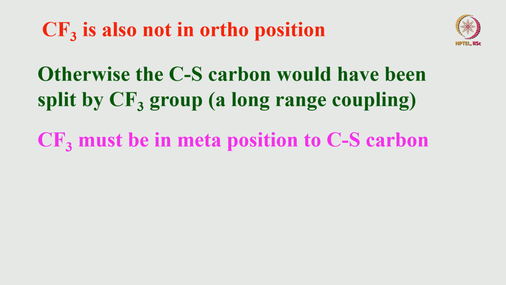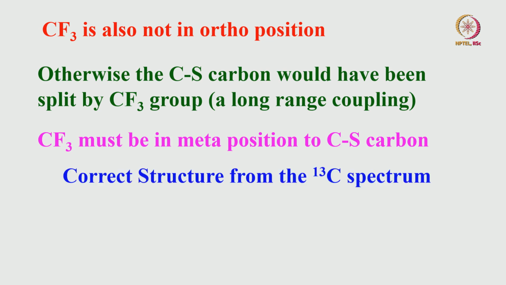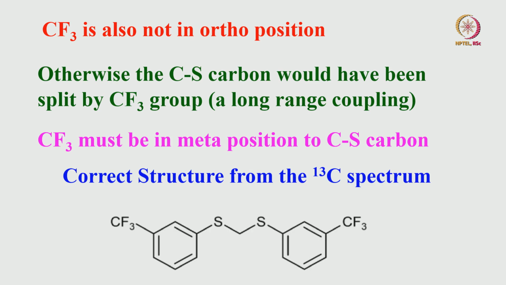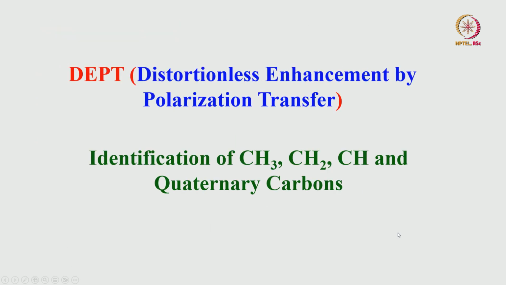Then what is the other option? It must be meta to CS carbon. So the correct structure from the carbon 13 spectrum interpretation I can draw is this one. So that means from simply looking at the carbon 13 spectrum, number of carbons and this multiplicity pattern for each of the carbons coupled to fluorine, I could draw a conclusion. This is the structure of this molecule. Very easy. So we can utilize that.